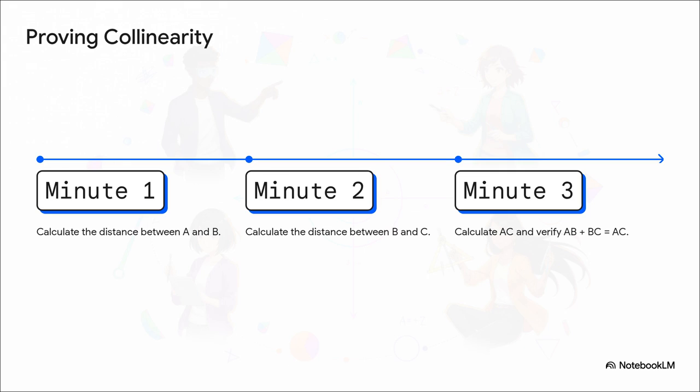Next, you calculate the distance between B and C. And finally, you calculate the total distance from A to C. If the smaller distance of AB plus the smaller distance of BC perfectly equals the total larger distance of AC, then those 3 points absolutely must be lying perfectly flat on the same line. Because think about it, if they formed a triangle, the direct path AC would be shorter. But if they're perfectly equal, they are perfectly collinear.